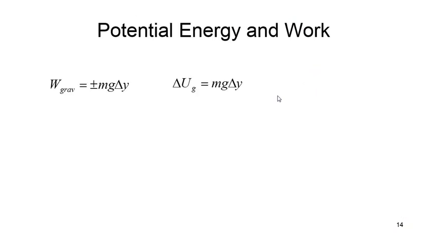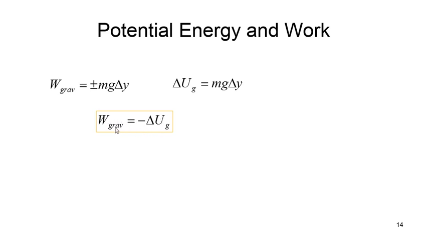Okay. Now these two things are the same, except they're going to be off by a negative sign. So what we can conclude from this is that the work done by gravity is always, always, always equal to the negative of the change in the potential energy due to gravity. And that is not a coincidence. That's how we define what potential energy means.